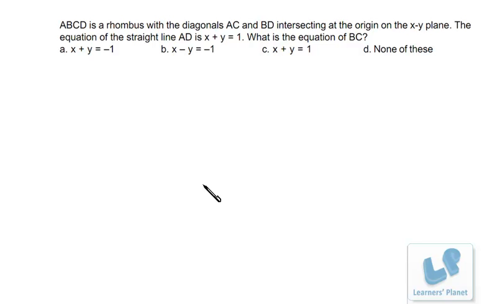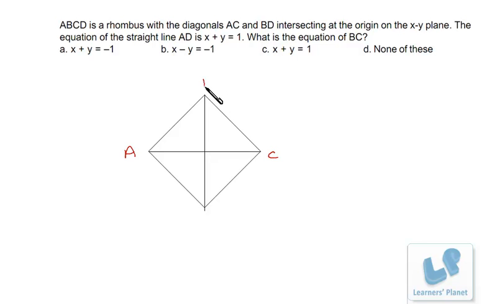Now, I just draw a rough diagram for you. Here we are having the rhombus, that is ABCD. Diagonals are AC and BD and they are intersecting each other at origin, right? So this is suppose A, C, B and D. This is origin. Now the equation of straight line AD is x plus y is equal to 1.